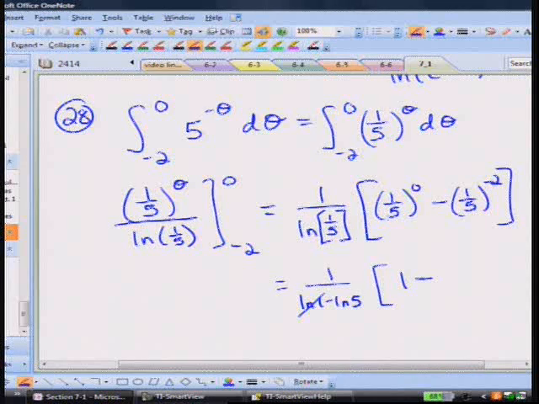Remember, the negative exponent means flip it. Like if it's 5 to the negative 2, that's 1 over 5 squared. But anyway, since it's already flipped, you're going to flip it back. So that's 5 to the 2, which is 25.